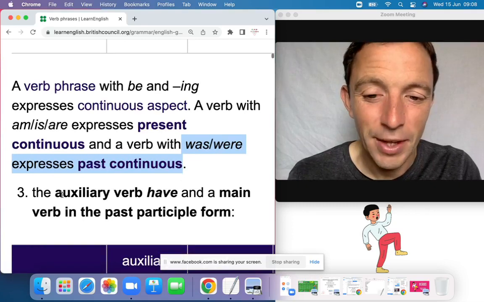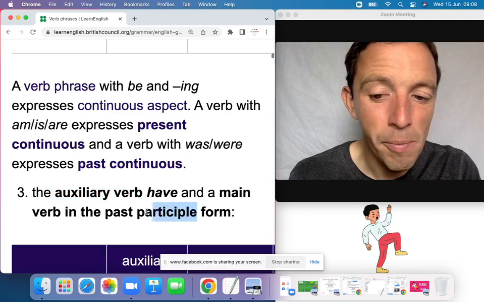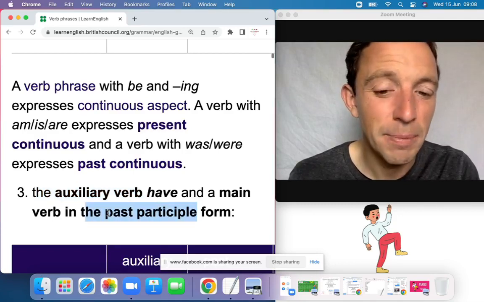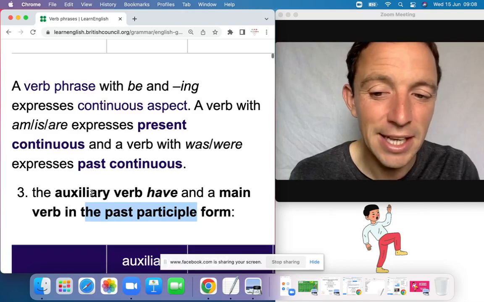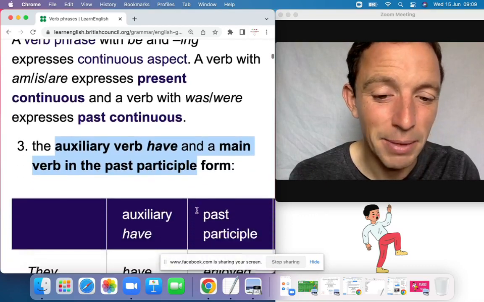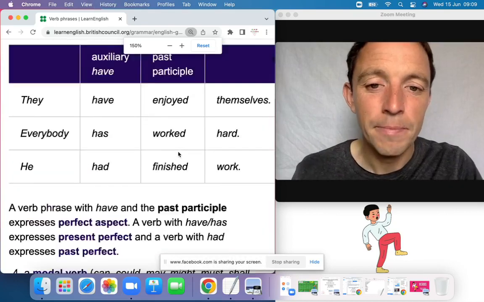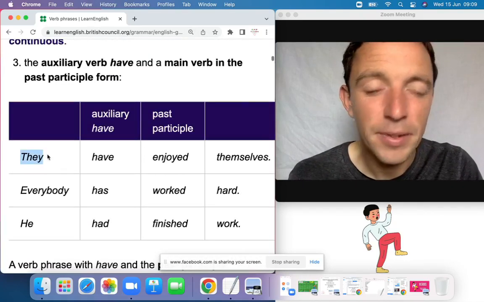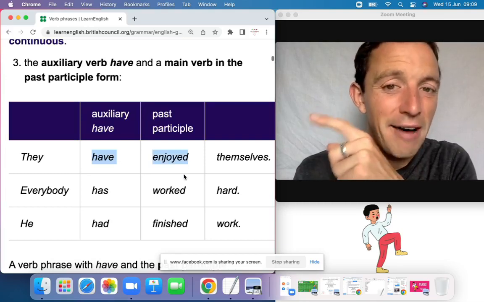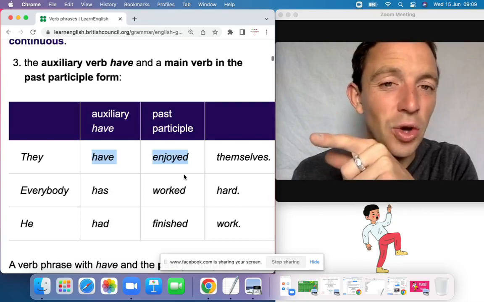Number 3, the auxiliary verb have and a main verb in the past participle. This is another form, another typical structure of verb phrases. The auxiliary verb to have plus the participle in the past participle. So, for instance, let's look at the examples. First example, they, subject, have enjoyed. Auxiliary verb have in the present plus enjoyed in the past participle.